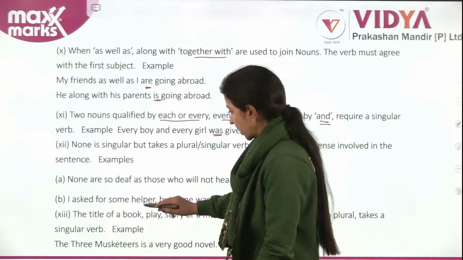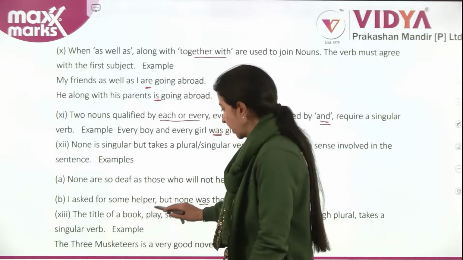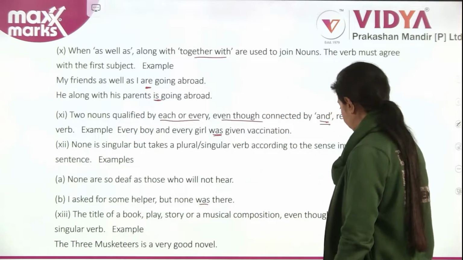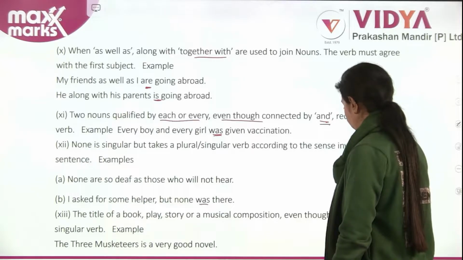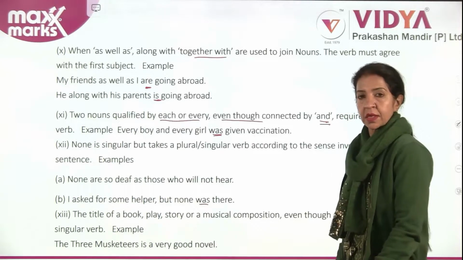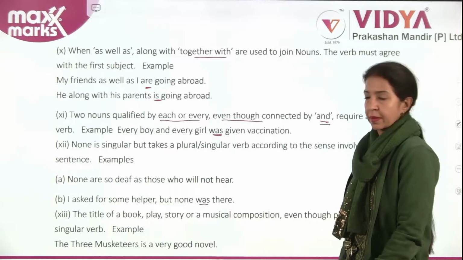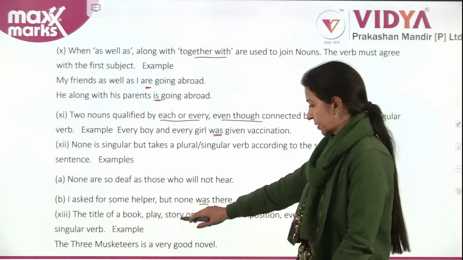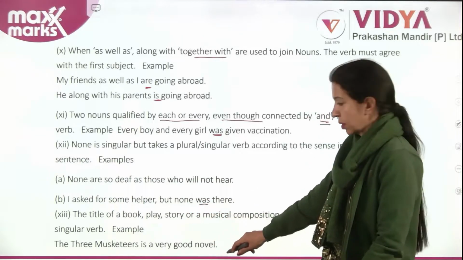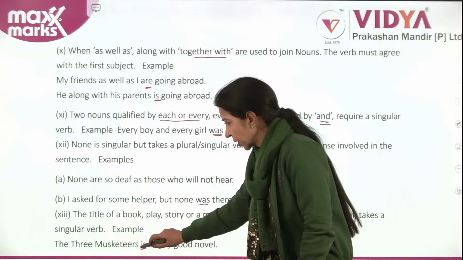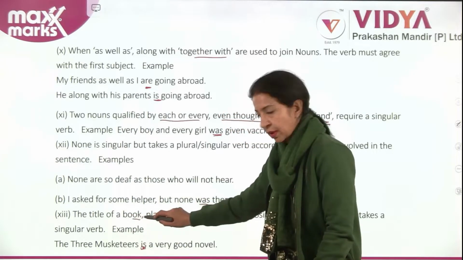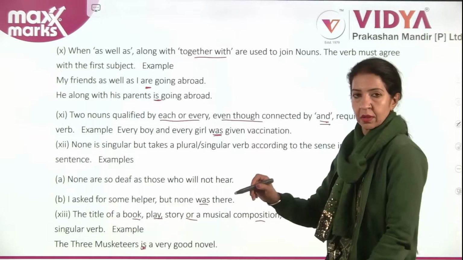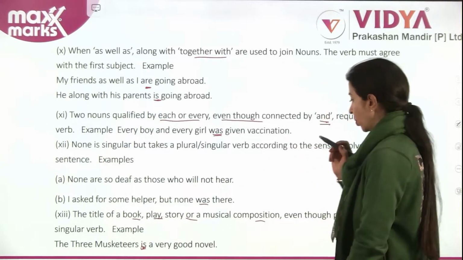Look at the next one. The title of a book, play, story or a musical composition, even though plural, takes a singular verb. Example: now look at the title of the book, Three Musketeers is a very good novel. We are talking about the title of a book, a play, story, musical composition, even though plural, will take a singular verb.